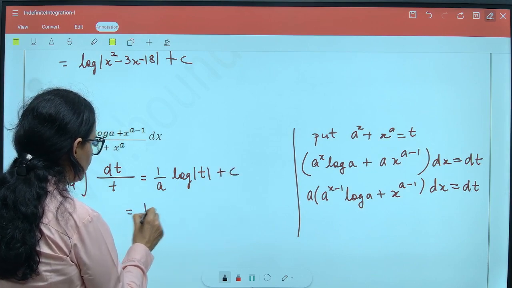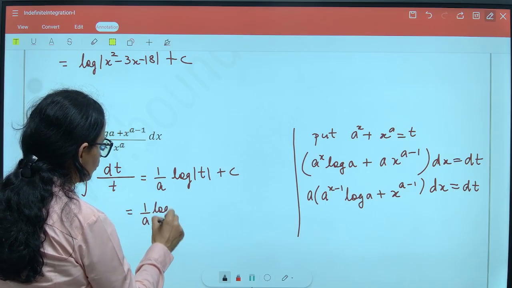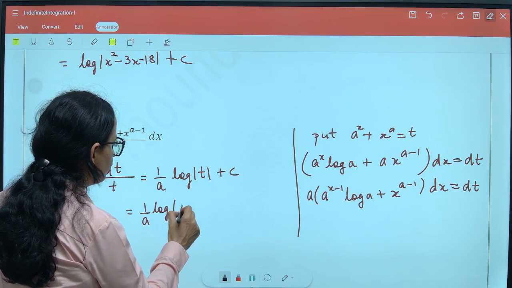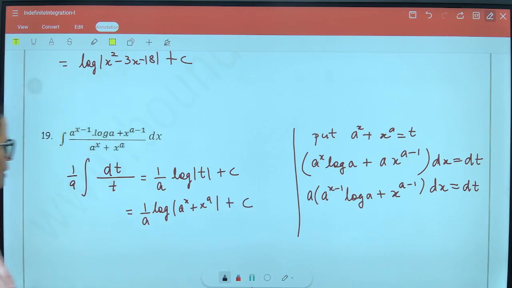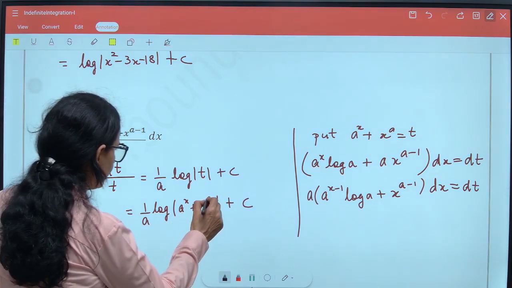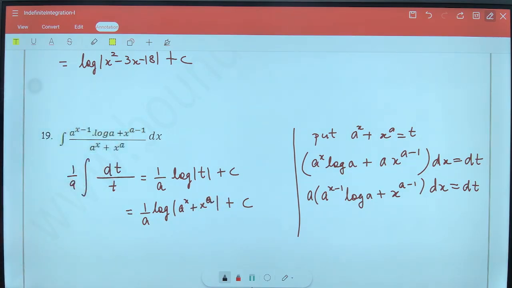Now replace this t with the original function. So it is 1 by a log of a to the power x plus x to the power a plus c. So this is my answer. It is A, not 9. Right? Easy? So you just have to understand what you need to substitute. Normally whatever is under the radical sign, or normally the denominators or arguments of logs or exponents for e, all those functions are put as t, and then you can simplify the question.